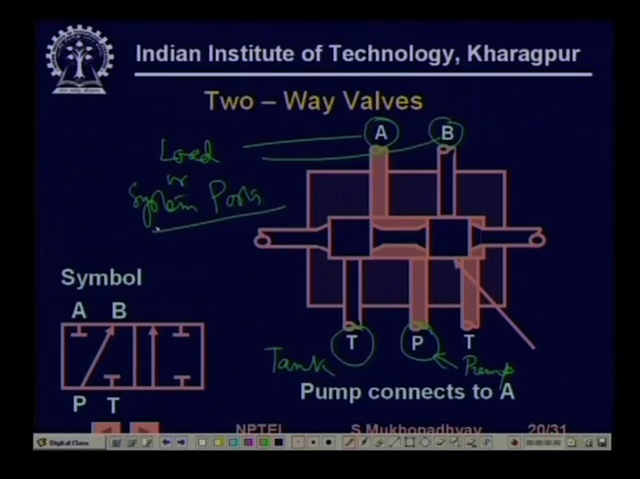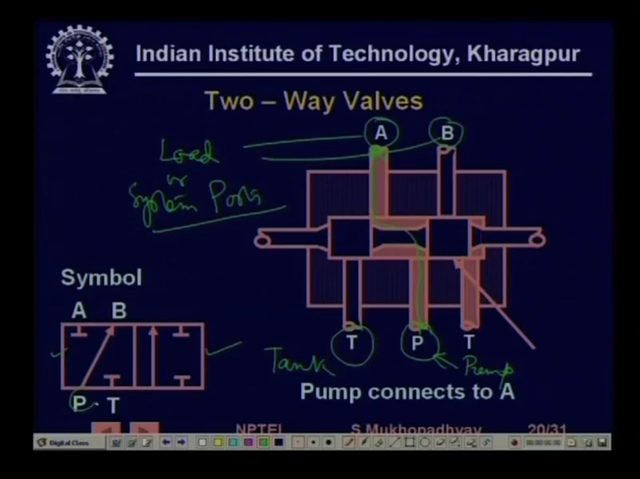Now you see that this valve has two positions. In this position, the pump is actually connected to port A. How it is going to come back to the tank is not through this, but through some other path which is not shown. We draw the two positions by two boxes. Sometimes we may have three boxes, in which there is a central neutral position.